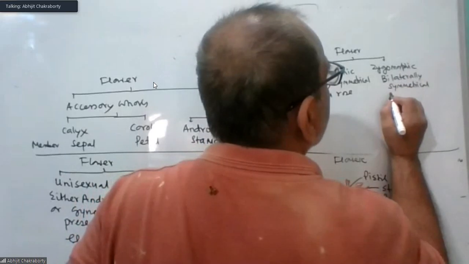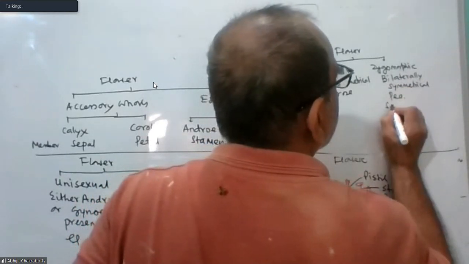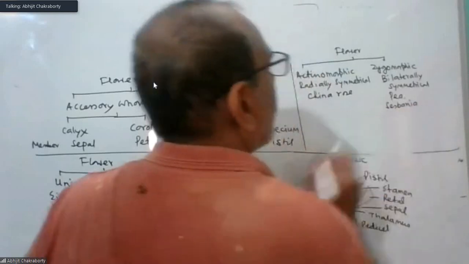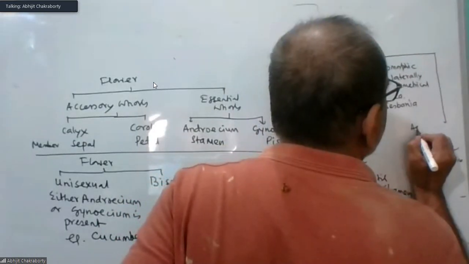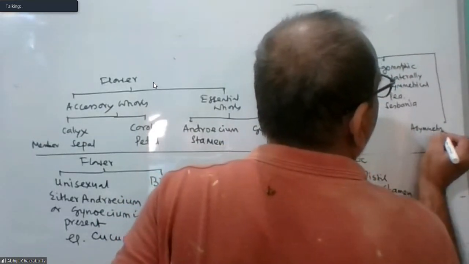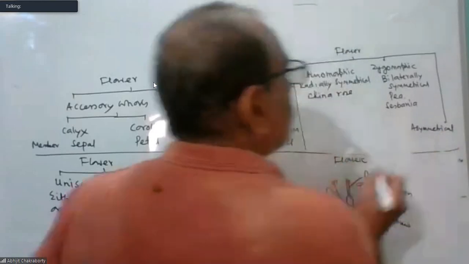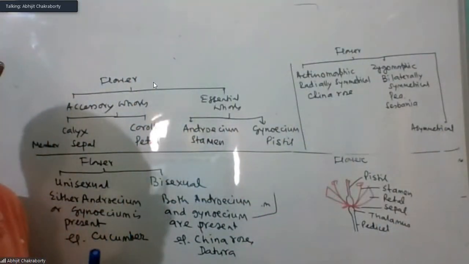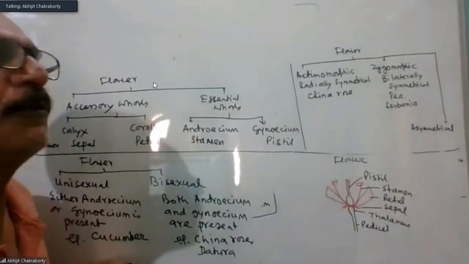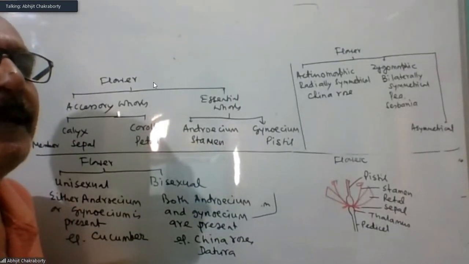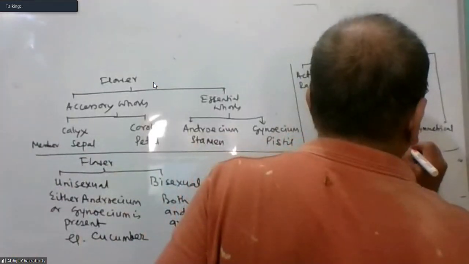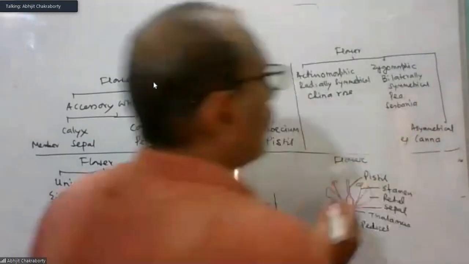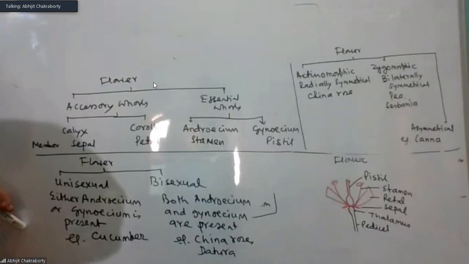Here you get, suppose pea, Sesbania. Another type is there which is called asymmetrical. Asymmetrical means the flower cannot be divided into two equal halves by dissecting it at any plane through the central axis. Example, Canna. So this is the second classification, based on symmetry.